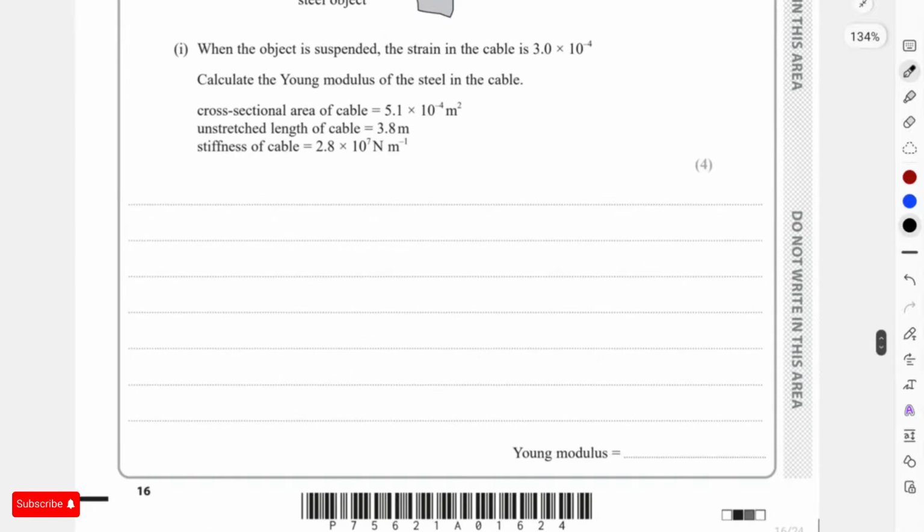So we'll start with this: the formula for strain is extension over length. If you make extension the subject, the equation would be strain multiplied with length. Sorry, I think I wrote Young modulus over there instead. So strain into length. For strain you got 3 × 10^-4 multiplied with length, which was 3.8. If you calculate it, you get approximately 1.14 × 10^-3 meters.